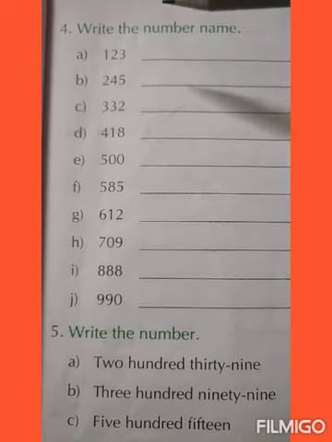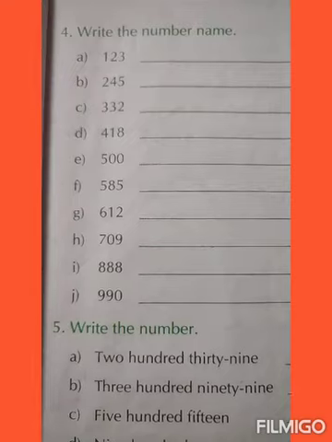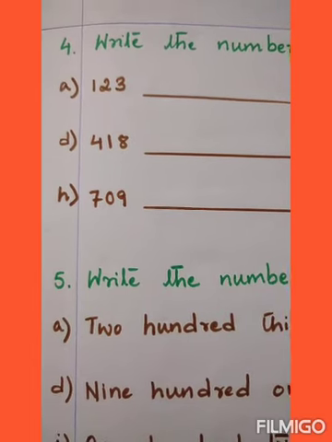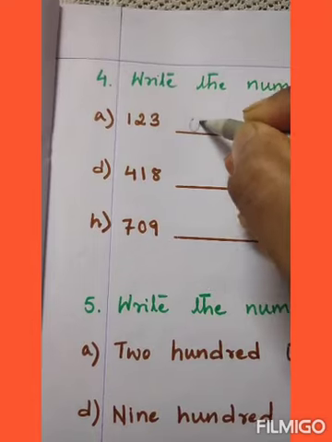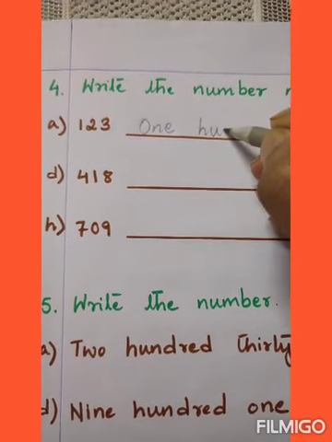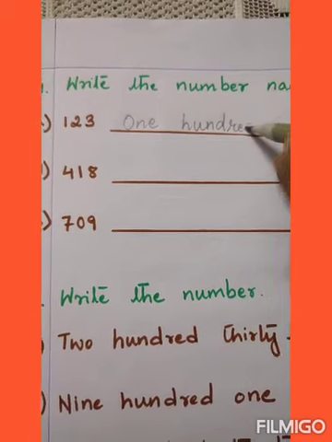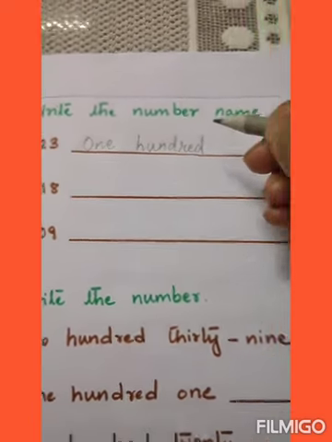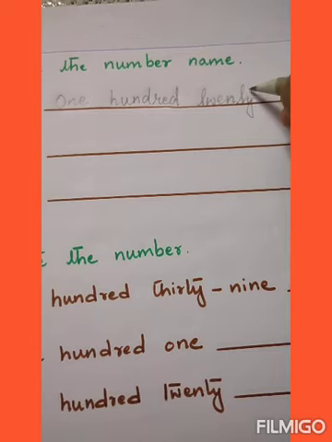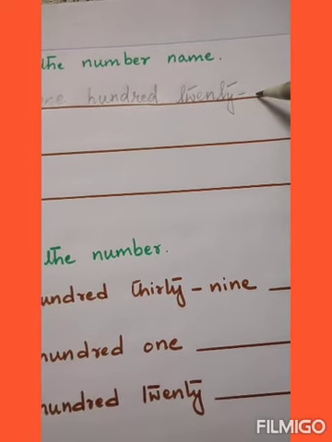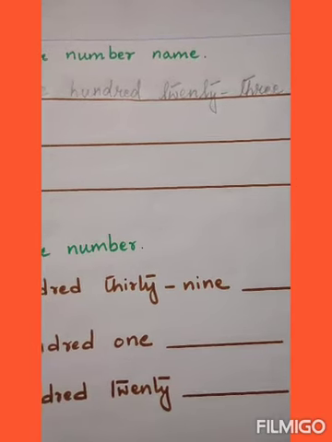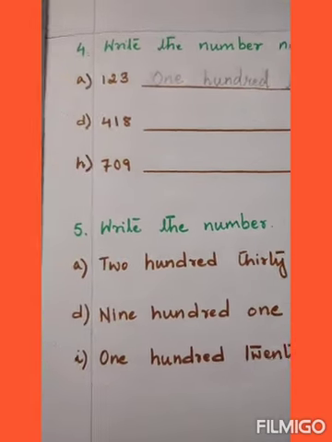Now we will do question number 4 of your book, page number 11. Number A, 123. You will write like this: 1, O, N, E, 100, H, U, N, D, R, E, D, 123, T-W-E-N-T-Y, 23, T-H-R-E-E, 123.